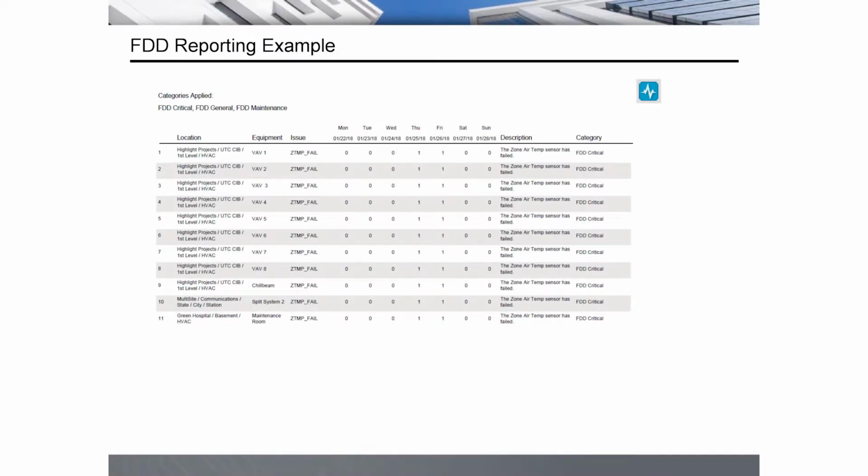This is an example of FDD reporting. You can see here we've got FDD critical categories. There are typically several categories associated with FDD, whether it be critical, whether it be in maintenance, something of that issue. So it helps identify what it is you need to go look at.